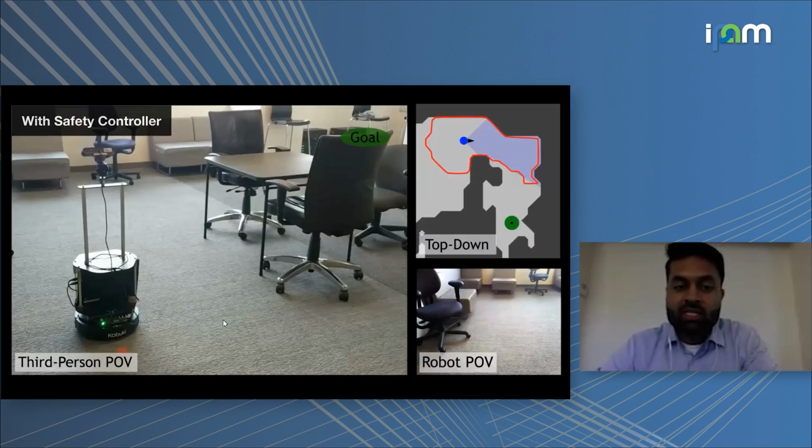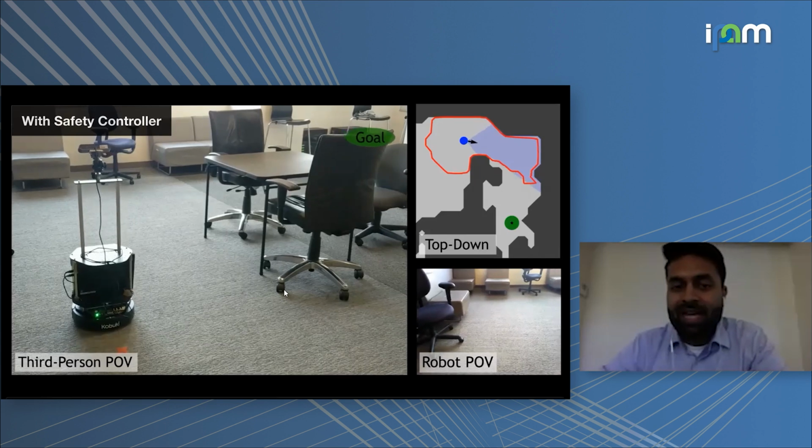This is the same experiment that I showed towards the beginning of my talk, where if we don't use a safety framework, this robot collides into this chair. Now here, the robot is actually using a learning-based planner, so it uses this robot point of view image. This is the first-person image that the robot is getting from this camera on the robot, and using that image to make decisions in this environment via machine learning.